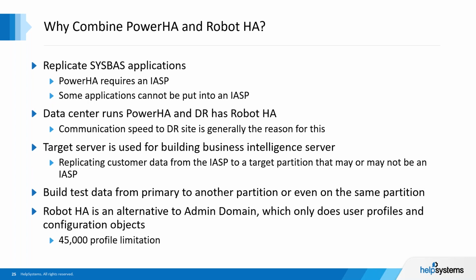Here's some reasons why you might want to do this. Again, is that PowerHA does require an IASP, and maybe some of your applications aren't in the IASP. This gives us the ability to still have coverage for them, and we can certainly take care of that. And then we have data center maybe runs PowerHA, and DR is a tool like Robot HA because of communication speeds.